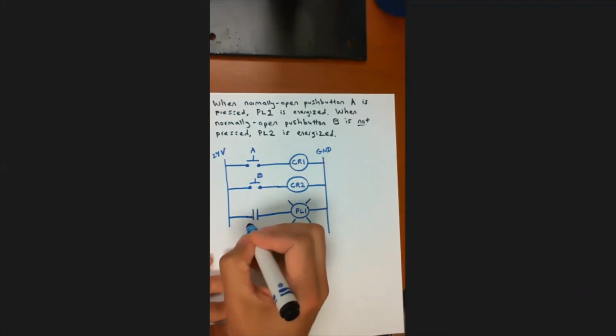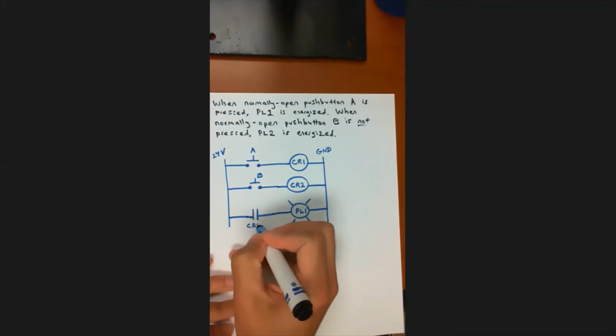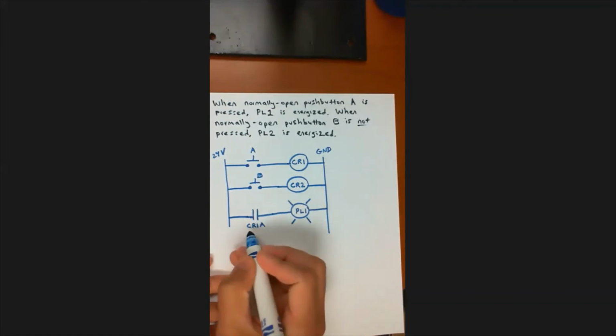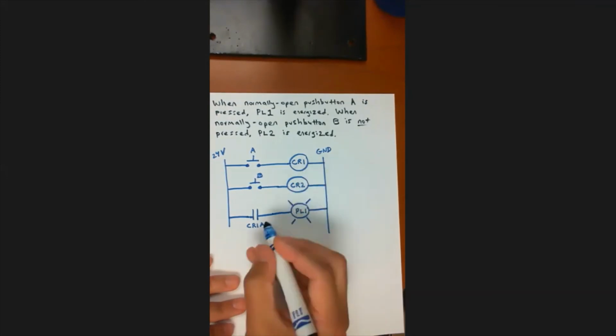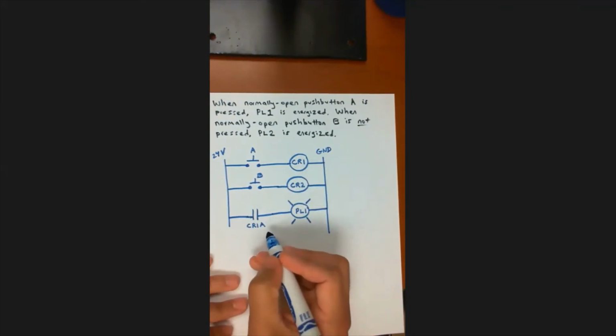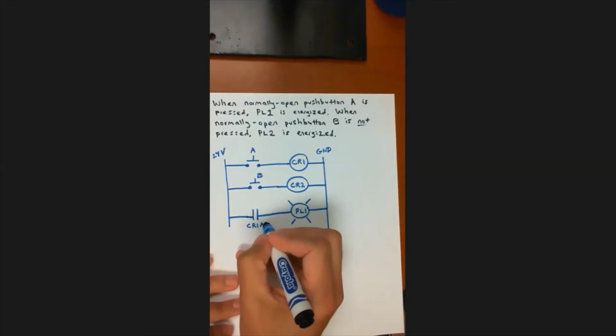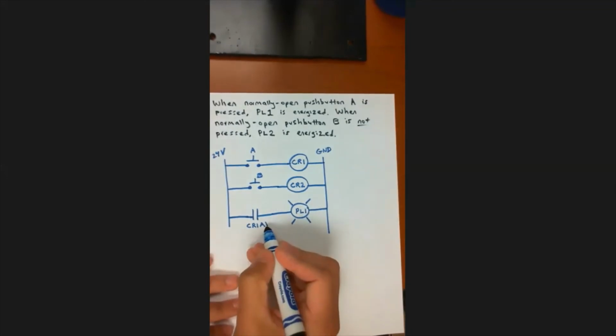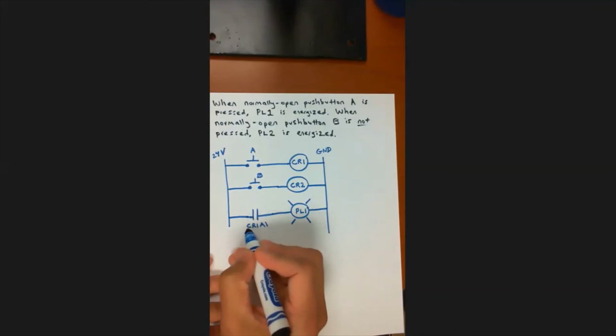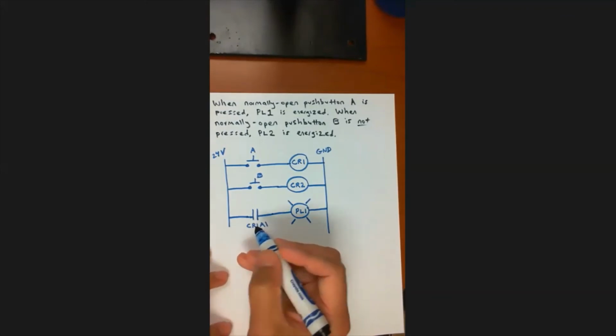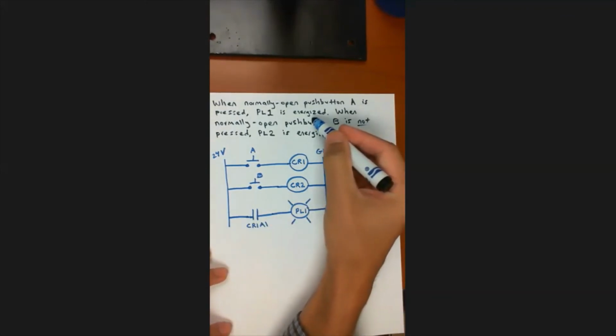So I need to label that CR1A. CR1 because it's associated with CR1, control relay 1. A because it's a normally open contact. And if I wanted to here, I could put a number 1 to indicate it is the first normally open contact associated with CR1. So I've taken care of the first part of the problem.